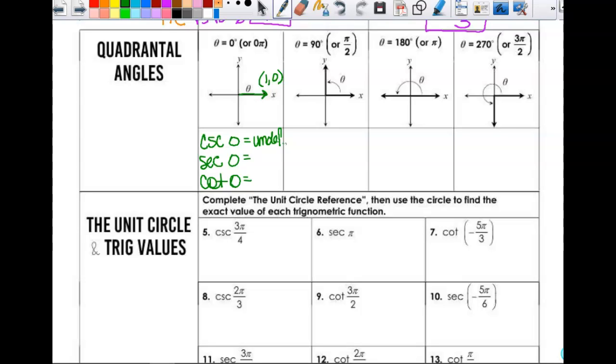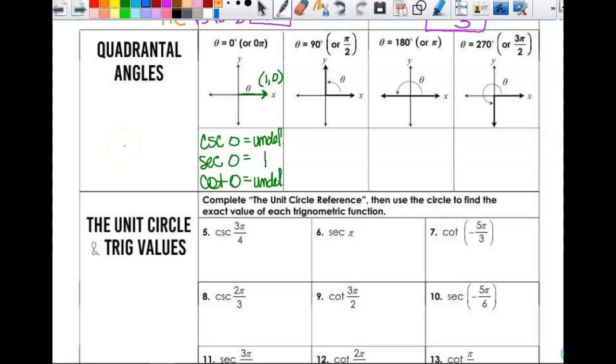Secant is the reciprocal of cosine. The cosine of 0 is 1. The reciprocal of 1 is 1. Cotangent is the reciprocal of tangent. The tangent of 0 is 0. The reciprocal of 0 is undefined. Okay. Everybody good with those?